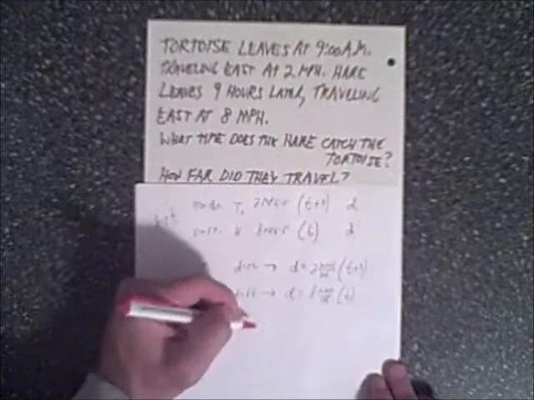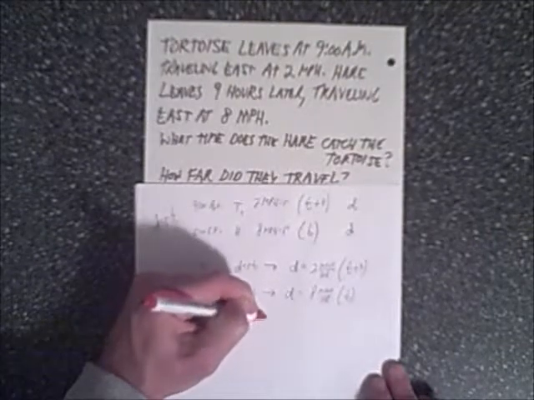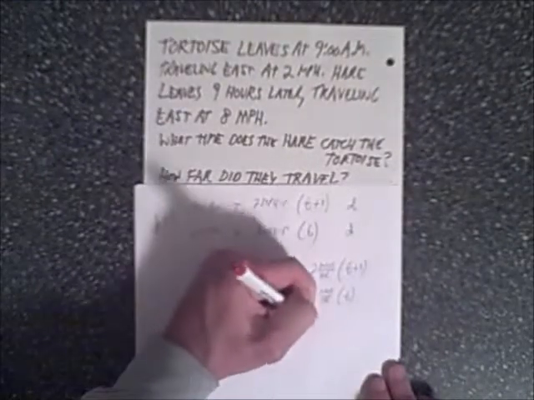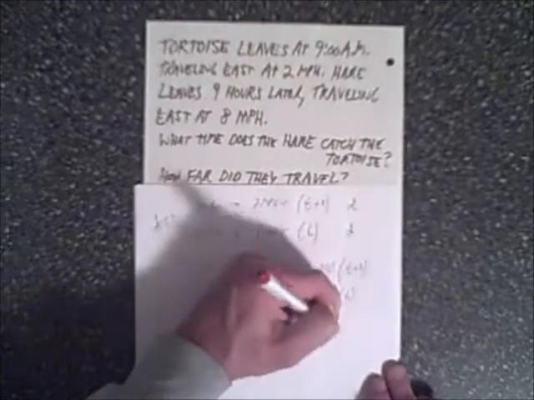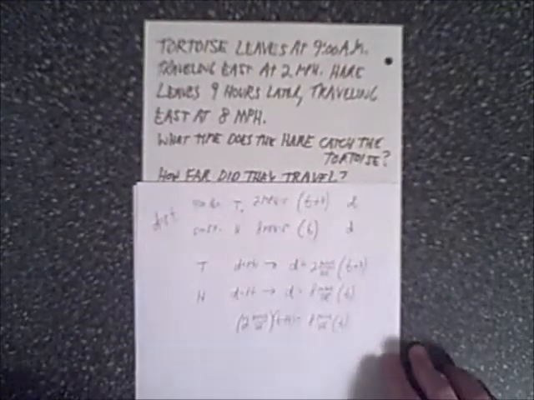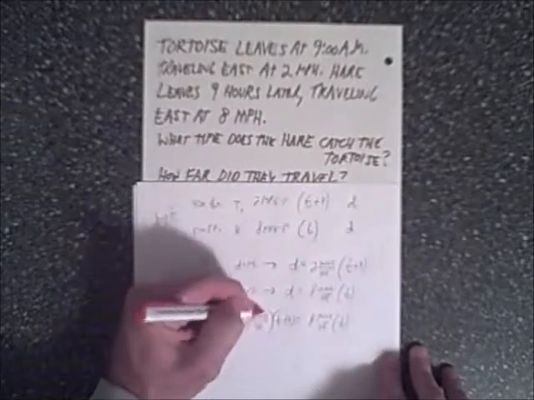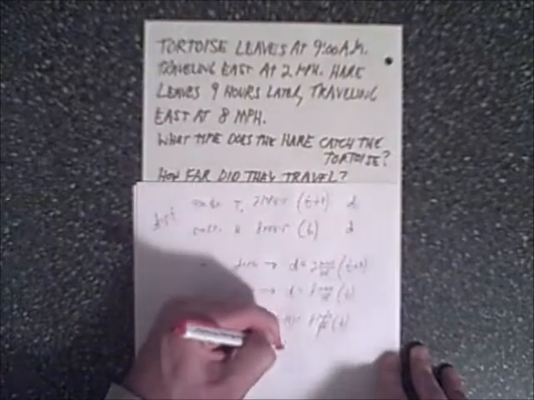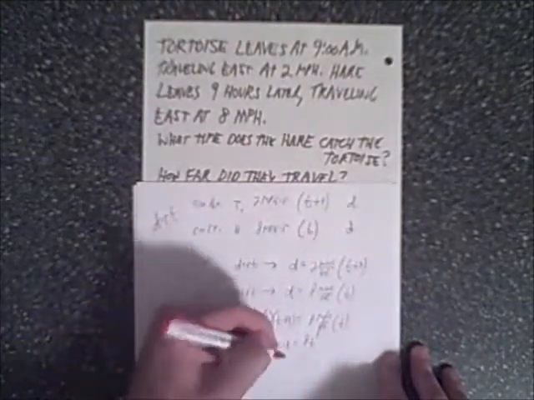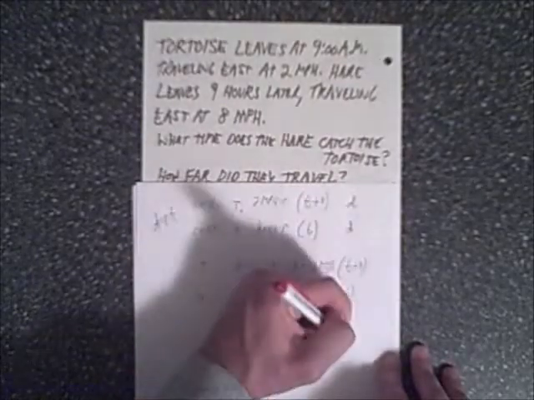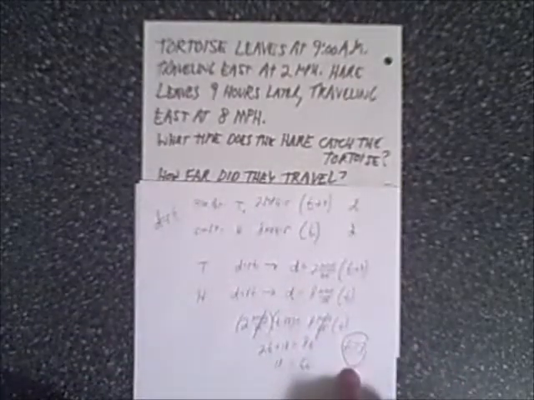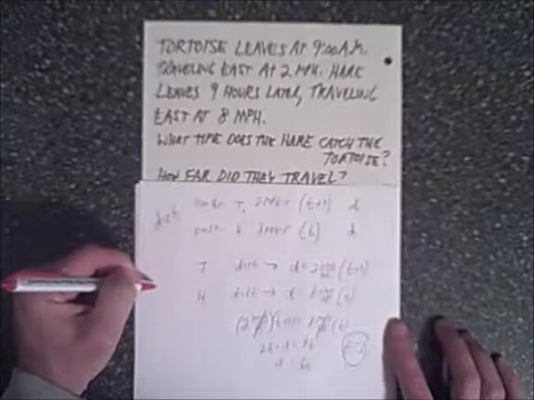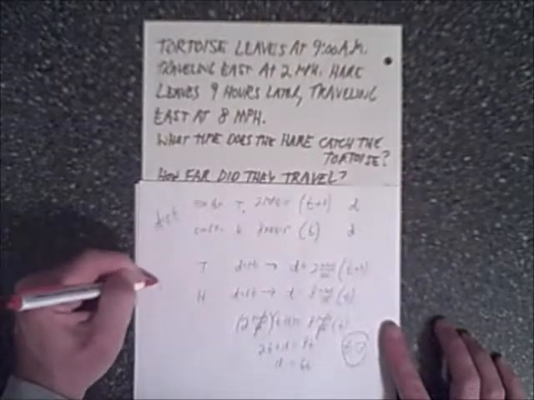So let's put these together, substitution. So 2 miles per hour times (T plus 9) equals 8 miles per hour times T. Okay, and we can cancel these units because they are the same for both sides. So let's cancel the miles per hour, and we're left with 2T plus 18 equals 8T. Therefore, 6T equals 18, and T equals 3. So these are hours. So the time is going to be 3 hours when they are going to meet up.